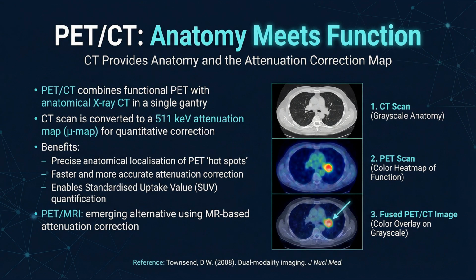Finally, why PET is often paired with CT. In PET/CT, the CT provides an anatomical map and, crucially, an attenuation map that can be transformed into a 511 kiloelectron volt correction that boosts quantitative accuracy and lets clinicians match PET hotspots to precise anatomy.